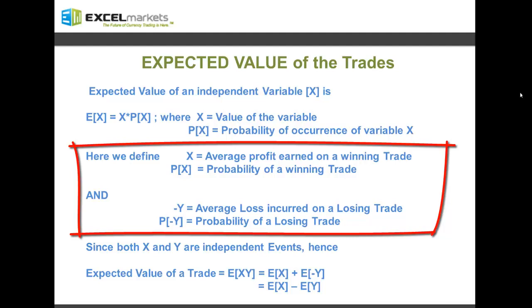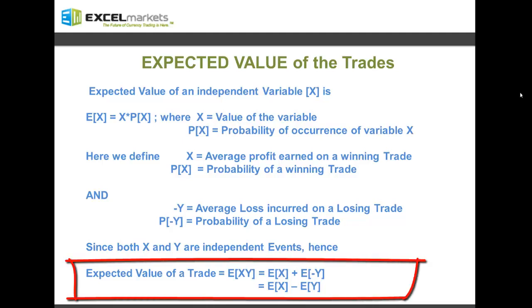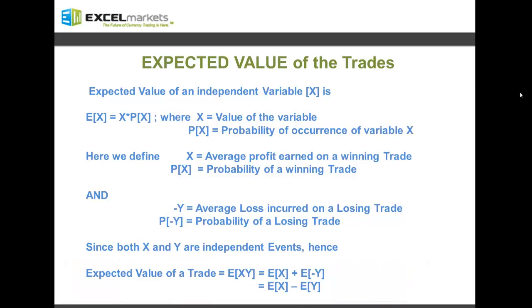Similarly, y becomes the average loss incurred on a losing trade. Since it is a loss, we denote y with a negative sign, and p of negative y is the probability of a losing trade. Since both x and y are independent variables, using the statistics formula, expected value of your trade becomes E(X+Y), just like it was for the expected value of the game in the rolling die example. So E(X+Y) is equal to E(X) plus E(-Y).